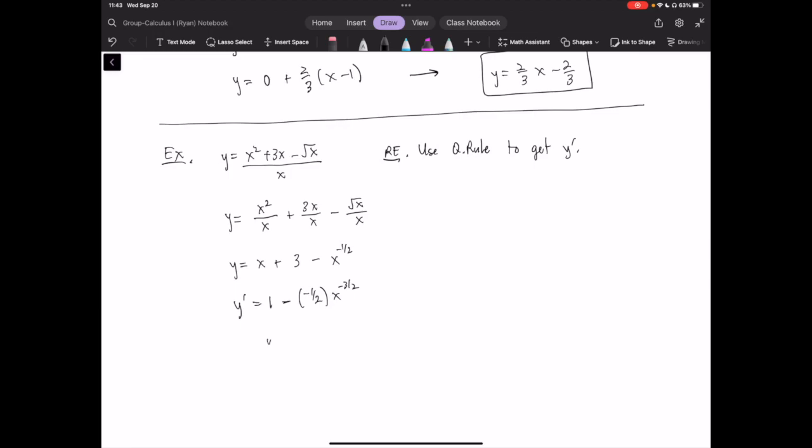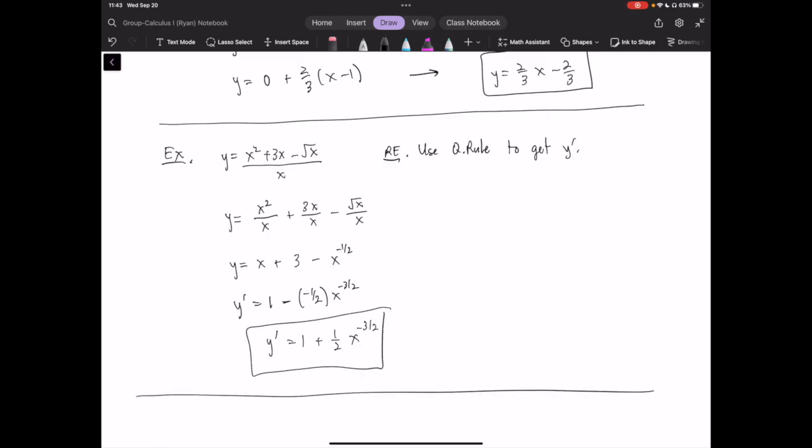All right? And if I write all this out, then y prime is equal to 1 plus 1/2 x to the negative 3/2. And that's fine. That's the derivative, and that's pretty much as simplified as it can get. Okay?